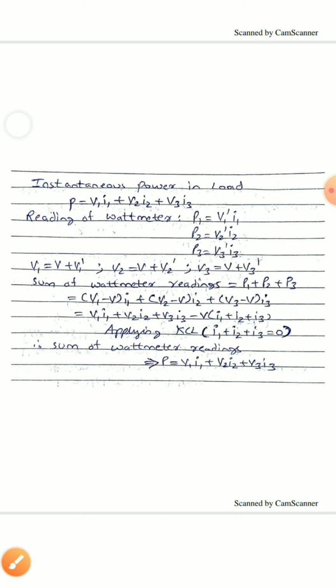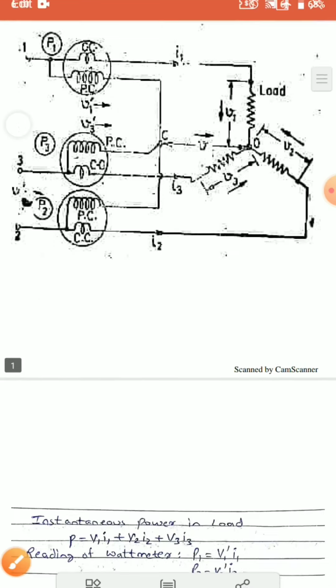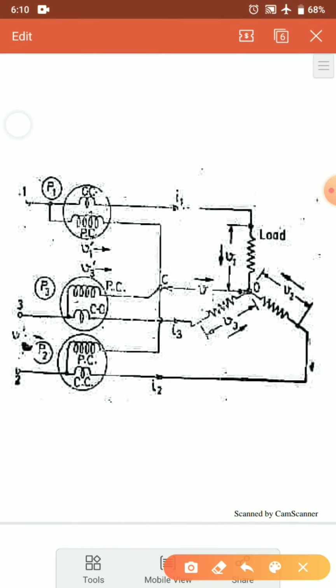Now adding all these things, I get one quantity, that is V1 I1. All the minus V's I'll take out as common, and I'll get I1 plus I2 plus I3. Now we know that KCL states that the sum of currents at a junction is equal to 0.